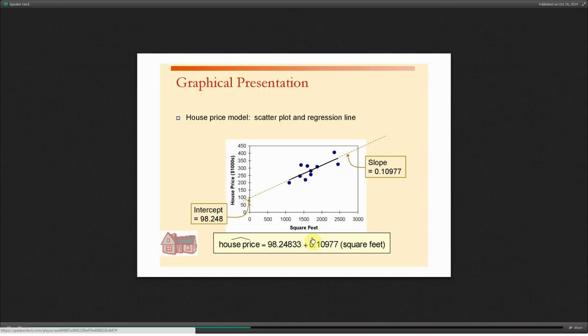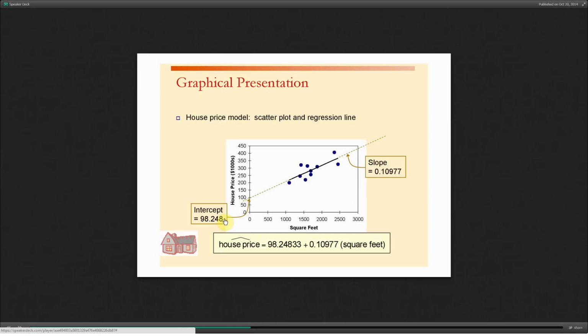It's got a plus sign there. Now, if I have 0 square feet, then this disappears. What I'm left with is just this, and that means I'm over here, which is the intercept. So the intercept is going to be 98.248. Of course, that's also going to be dollars. So in other words, if I have a house with 0 square feet, then the selling price will be 98.248 thousands of dollars. So that would be $98,248 for a house with 0 square feet.